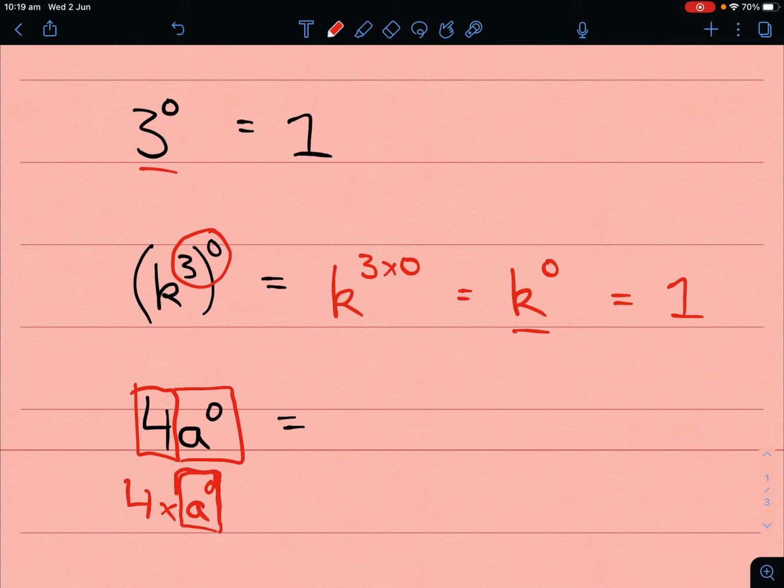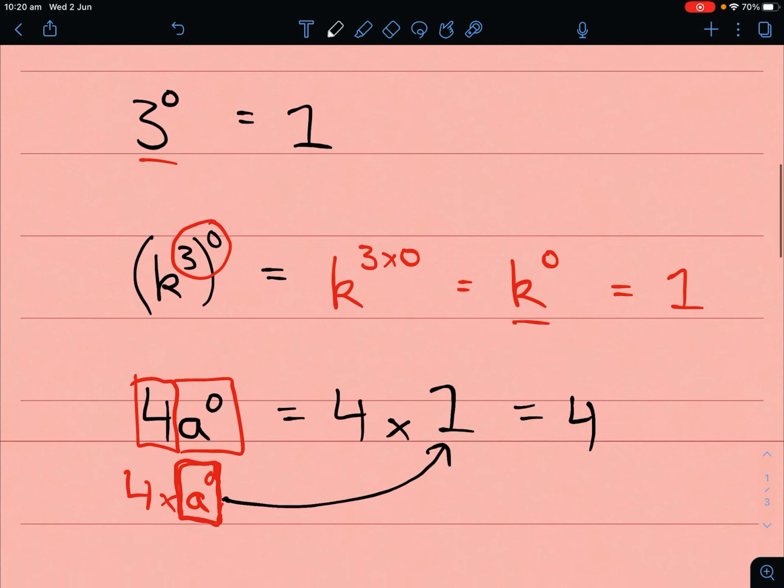So this red box with the a to the 0, that is worth 1, but the rest of the answer, the 4, is still going to be a 4. So we've got 4 times a to the 0, which is 1. So now we're left with 4 times 1, which is 4.